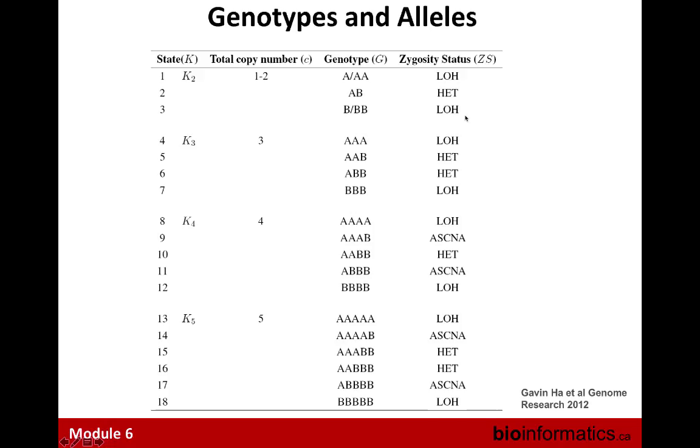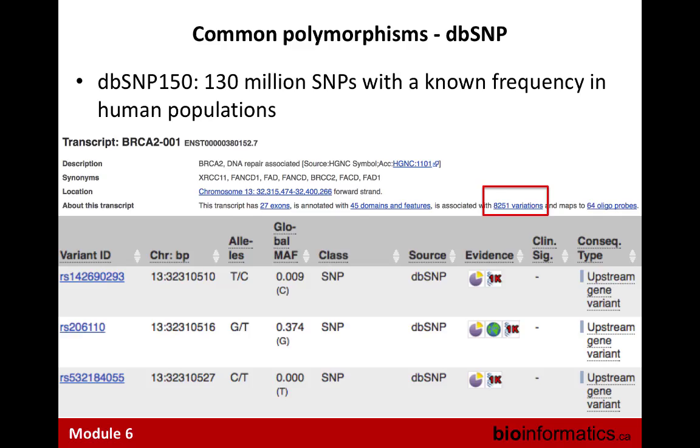In the case where we have a copy number gain, we can now denote three alleles. So we would have AAA, AAB, ABB, BBB, and so on when we have four copies or five copies. This type of table will summarize the types of genotypes that you would see at different kinds of copy number events.